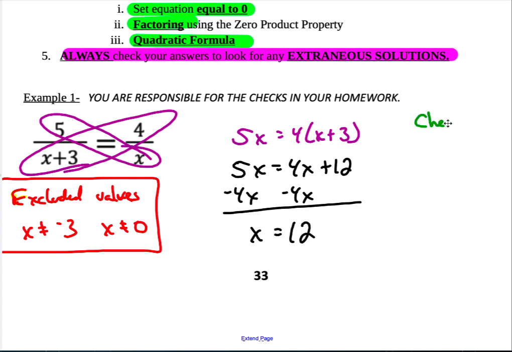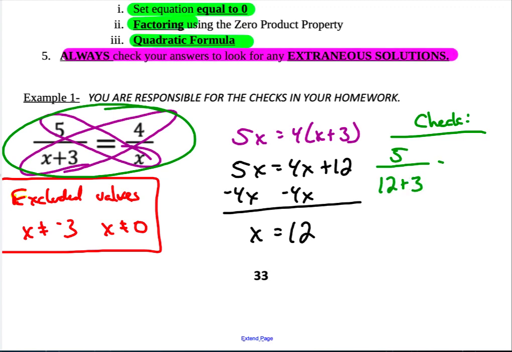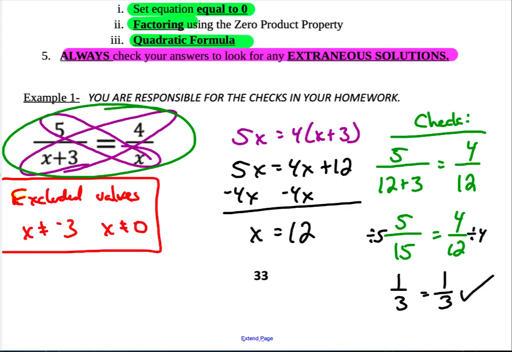To do our check, we simply go back to the original problem and plug in 12 for x. So I have 5 over 12 plus 3 is equal to 4 over 12. 5 over 12 plus 3 is 5 over 15, and 4 over 12. Those can both be simplified. Here I could divide them both by 5 and get 1/3. Here I could divide them both by 4 and get 1/3. So I did get it to work out correctly.